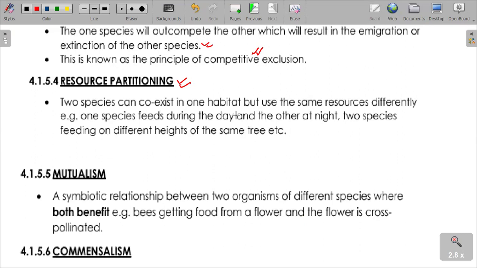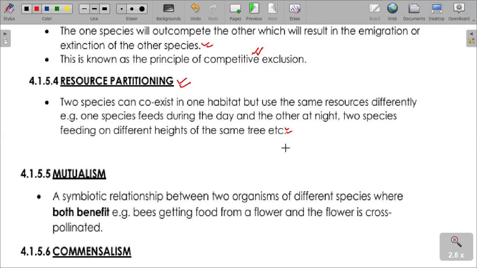Two species can coexist in one habitat, but use the same resources differently. E.g., we have one species that feeds during the day and the other at night. Two species feeding on different heights of the same tree are also another typical example that we can give as resource partitioning, to say there are two different populations that are coexisting in one habitat, but they are using the same resource differently.